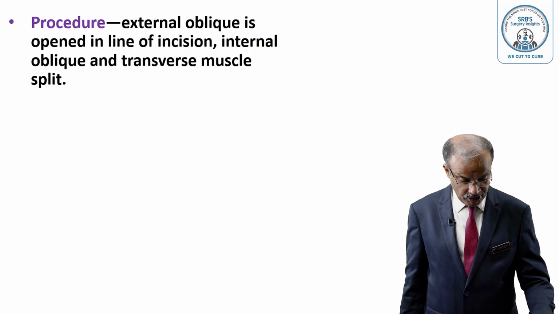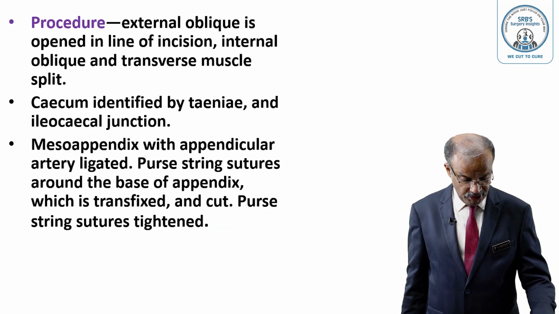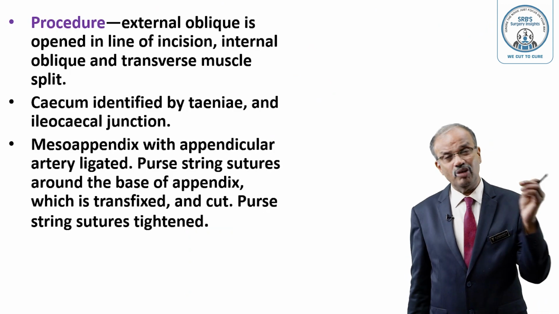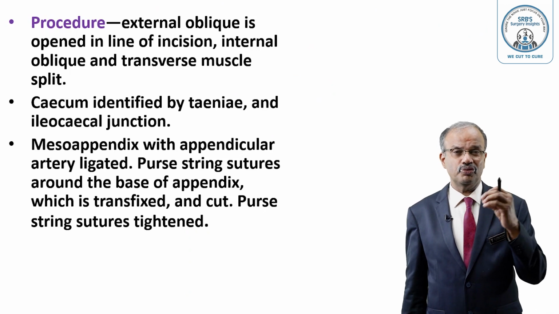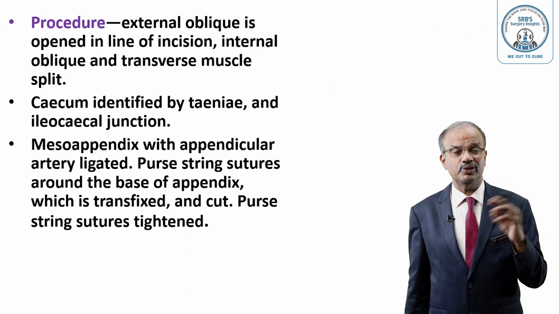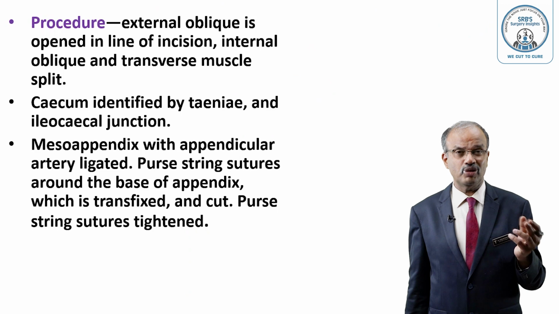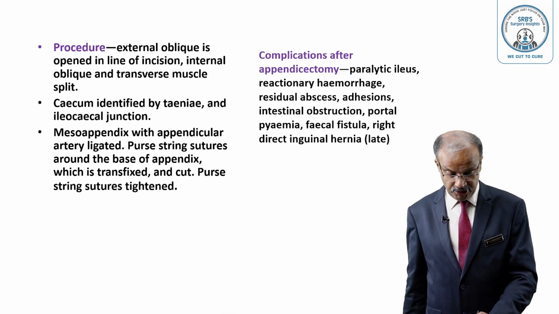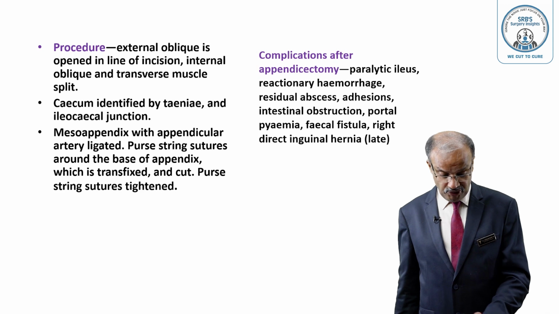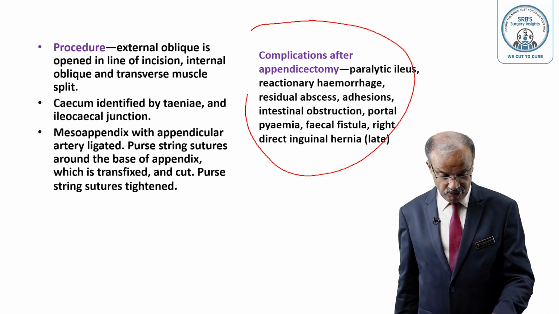And the procedure I already told: cecum, taenia, ileocecal junction, mesoappendix. Often, before closure, you can pull the ileum for a few feet proximally and see that there is no Meckel's diverticulum, to confirm that. Complications are paralytic ileus, reactionary hemorrhage, residual abscess, adhesions, intestinal obstruction. These are the complications. Portal pyemia in a severe patient.